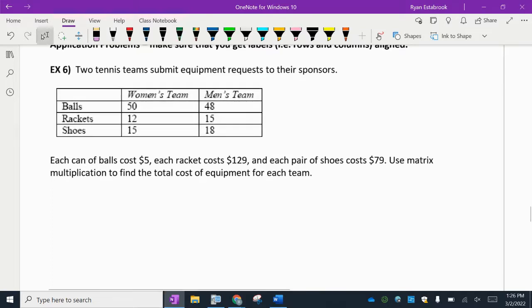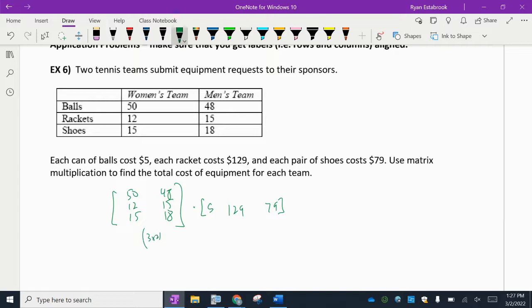Don't copy this down yet, but as I look at the numbers that are in here, 50, 12, 15, 48, 15, 18, and if I tried to multiply it by these numbers, say 5, 129, and 79, because I'm thinking I'm supposed to multiply these matrices, would it work in the form that it's in? Could we multiply this 3 by 2 matrix by this 1 by 2 matrix? Not going to work, is it? So I said not to copy it down because I've got the right idea, but I need to change the size of these matrices to make it possible. You notice they both have a 2 in them. This 2 is representative of the fact that there is a women's team and a men's team.